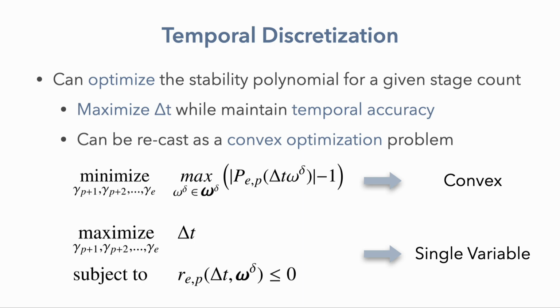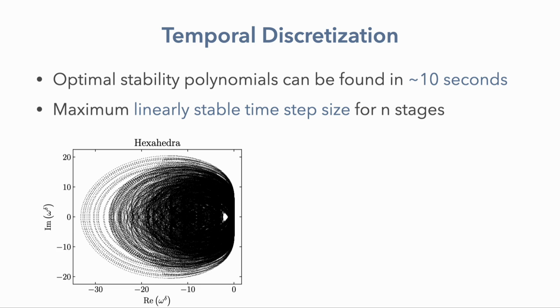So ultimately what this means is that we can get optimal stability polynomials in about 10 seconds. So if you do von Neumann analysis of your scheme and send me your eigenspectra, I can give you the optimal stability polynomial in about 10 seconds. And this is optimal in the sense that it has the maximum linearly stable time step size.